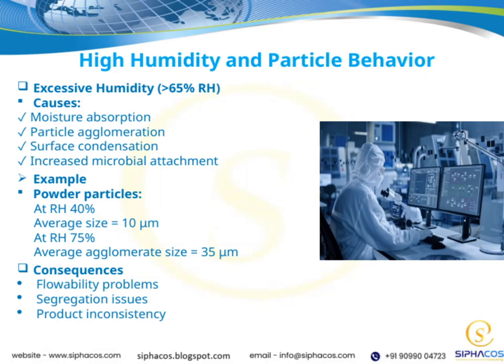Let's talk about how high humidity affects particle behavior. When the relative humidity goes above 65%, moisture starts to cause trouble. Particles absorb water, stick together, and sometimes even get a thin layer of condensation on their surfaces. This creates bigger clumps, or agglomerates. For example, powder particles that measure about 10 microns at 40% humidity can grow to 35 microns at 75%. The result: problems with flow, segregation, and overall product inconsistency.